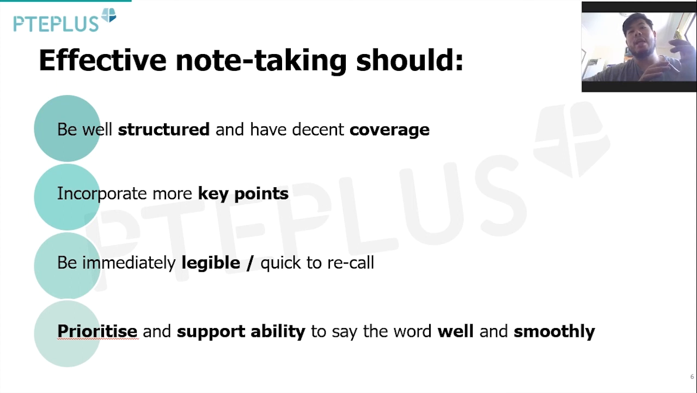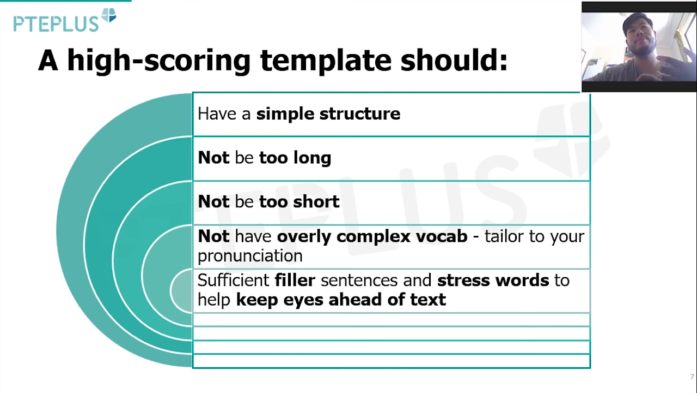We need to be immediately legible and quick to recall. If we have something that we have difficulty reading ourselves, that's going to be bad. If we have handwriting that's very messy and it takes us time to figure it out, that's going to impact our fluency. We also need to prioritize and support the ability to say the words well and smoothly, so only writing words we're familiar with and can say fluently.